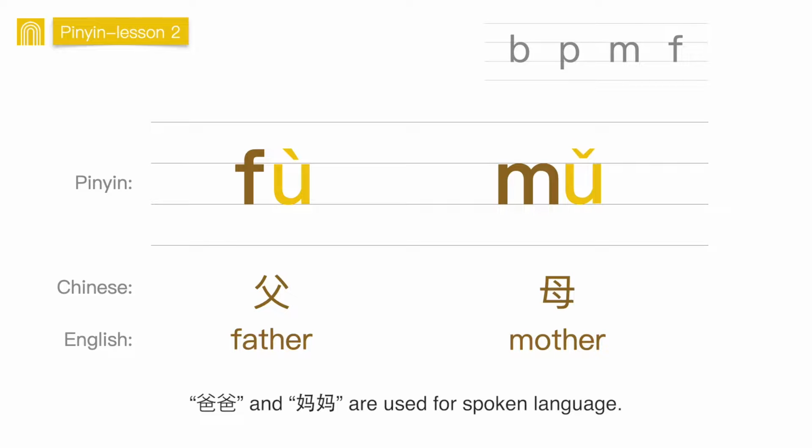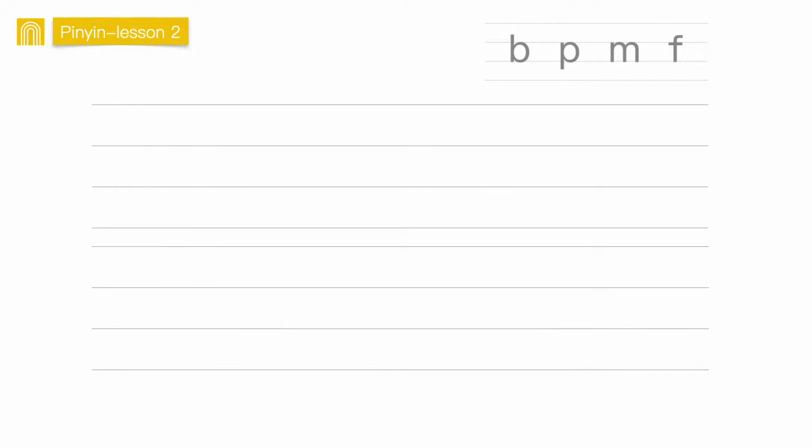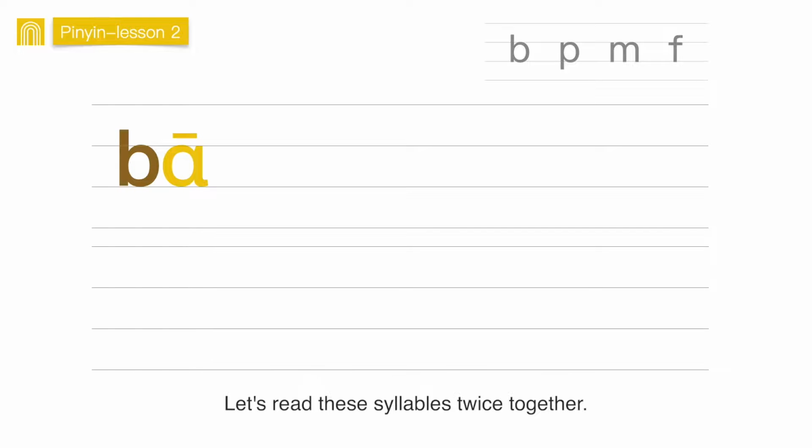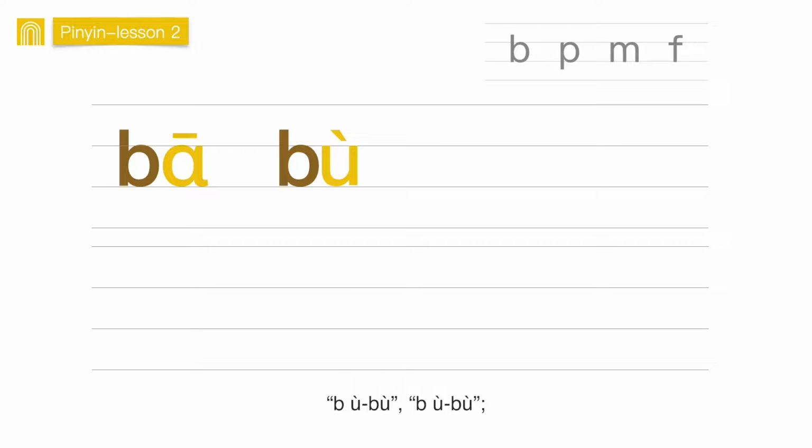Baba and mama are used for spoken language. Let's read these syllables twice together. Bo a ba. Bo a ba. Bo u u. Bo u u. Po yi pi. Po yi pi.